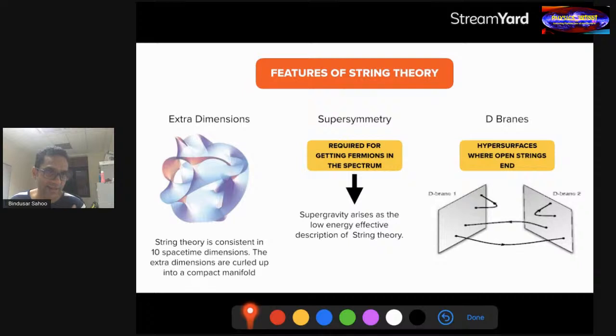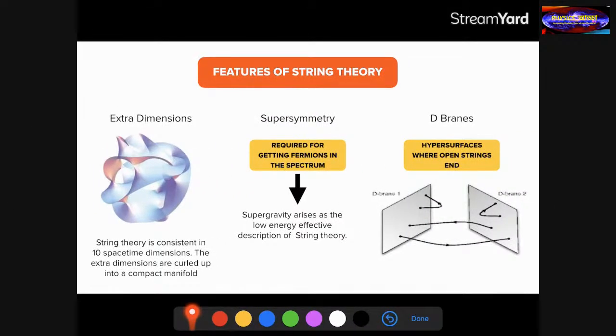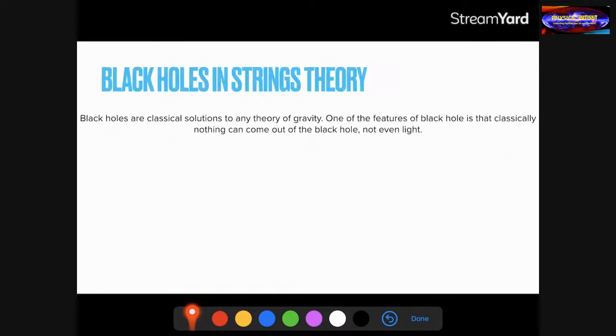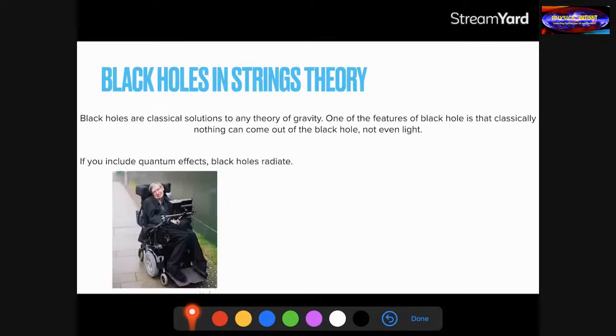So these have a description either in the open string formalism, as the endpoints of the open string, or as some kind of solitonic solutions of the supergravity theory. There are many features of string theory; I'm just focusing on some of the relevant ones for my talk. So these are some of the features of string theory.